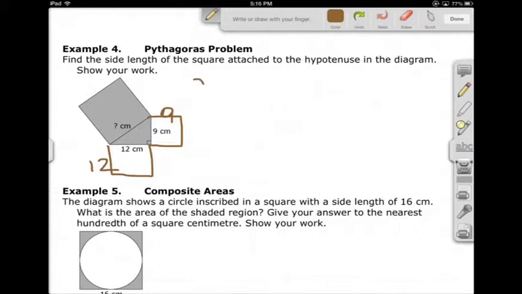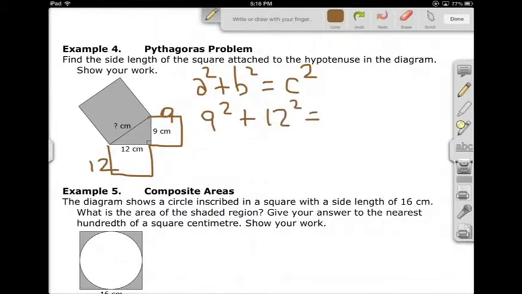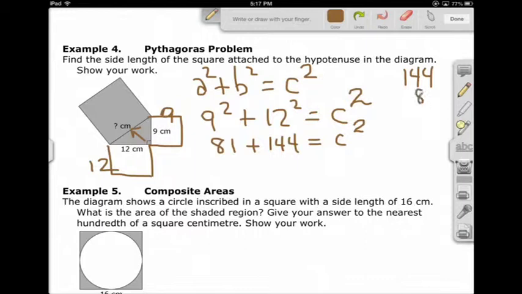So we'll say the formula is a squared plus b squared equals whatever the hypotenuse is, right? The square off its side. 9 squared plus 12 squared equals the square you'd make off the long side, the hypotenuse. 81 and 144, so those squares equal a combined area that would equal the big square. 144 and 81. Let's crank that out.